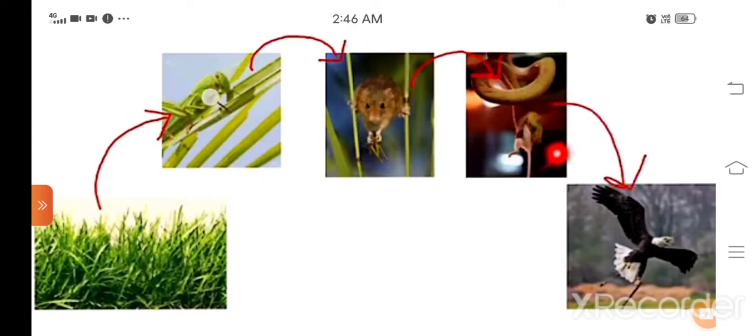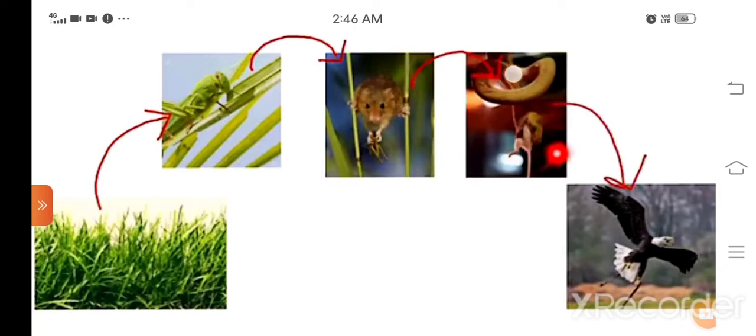After that, there are so many grasshoppers, and when there are so many grasshoppers, then the rats are there. The rats eat the grasshoppers, and the rats keep balance in nature. And what would happen if there were so many rats? Then that's why there are snakes. The snakes eat the rats and keep balance in nature. They stop the rats from growing.